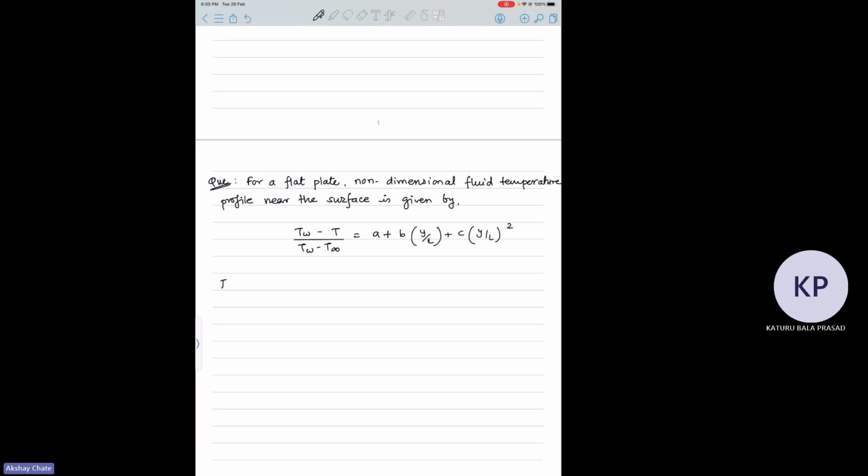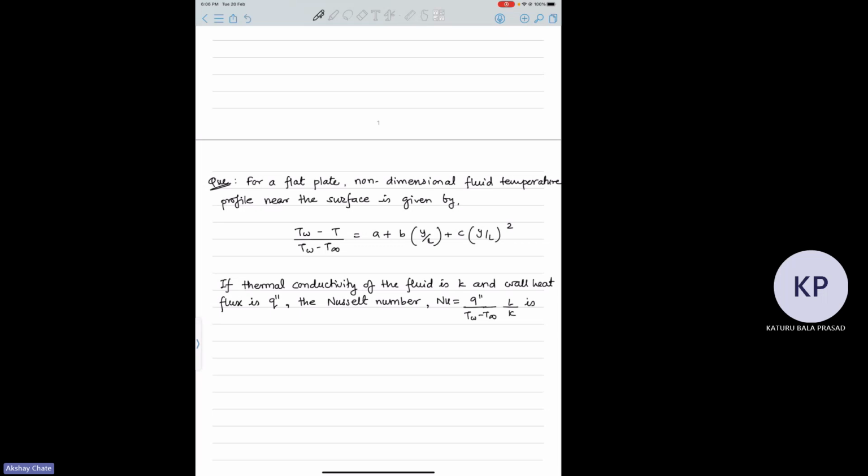So the question asked is, if the thermal conductivity of the fluid is K and the wall heat flux is q double dash, the Nusselt number Nu, which is given by, this formula was given in the question itself, L by K is equal to what? So this is the question.